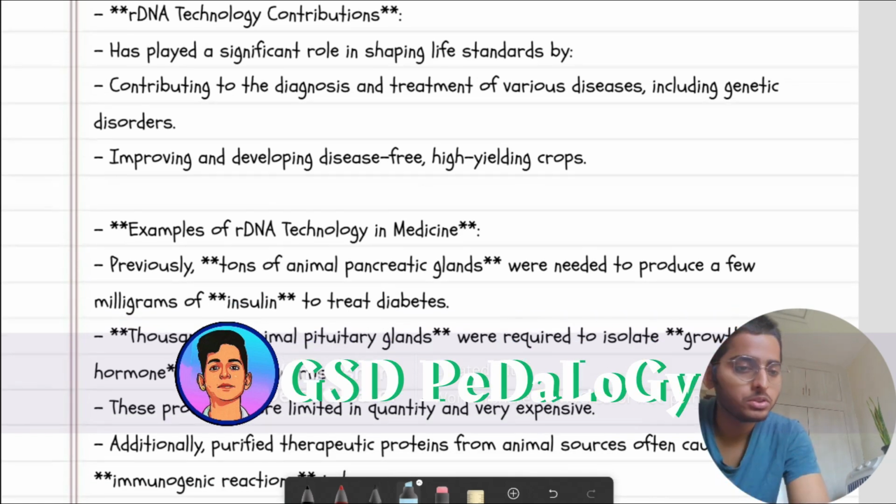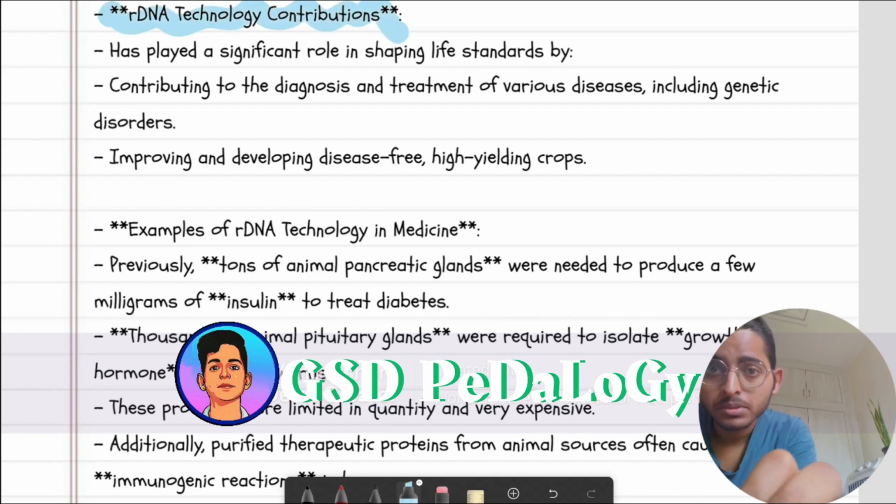rDNA technology contributions. I remember that in my viva, in the biotechnology interrogation section, the examiner asked me, tell me some contributions of rDNA technology in our daily life. These kinds of questions appear in front of you in your viva, so make sure that you prepare this. This is the first and foremost thing you must know before studying biotechnology: what are its applications?